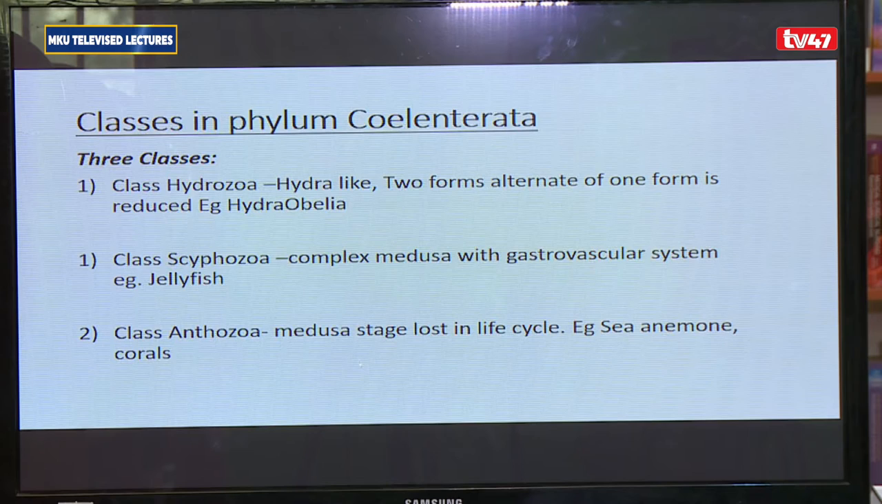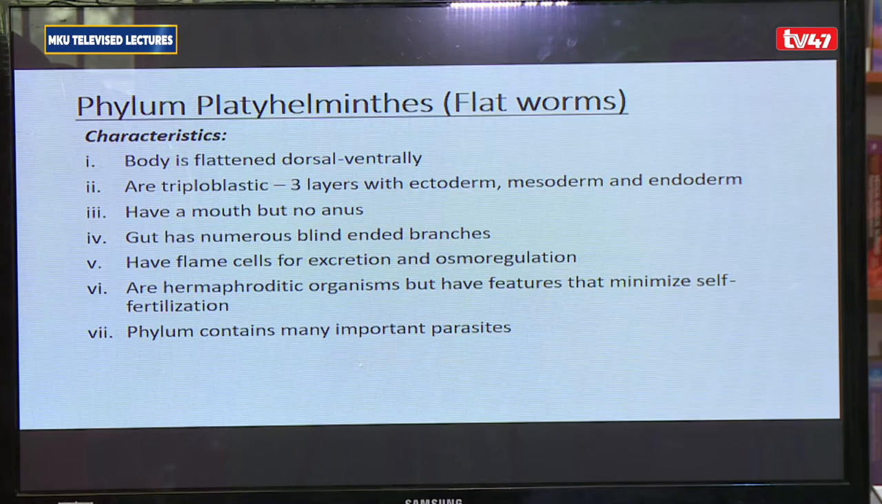Then we have the phylum Platyhelminthes. Platy means flat, helminth means worm. So this is a phylum comprising of flatworms. Characteristics of the flatworms: one, the body is flat.